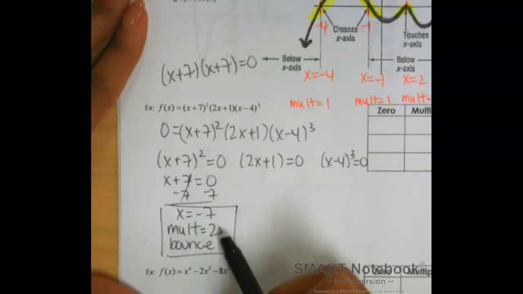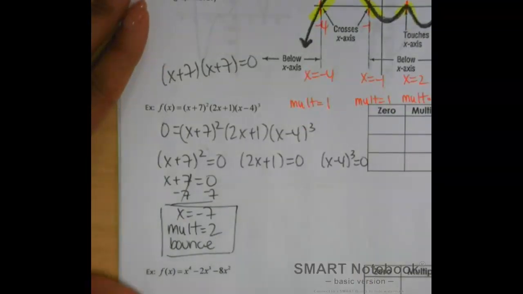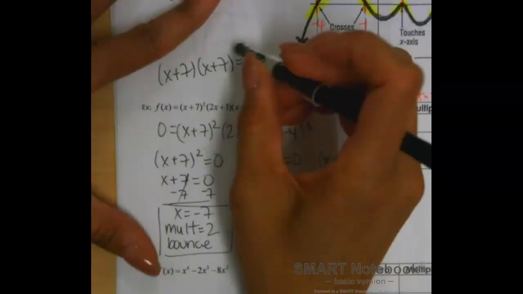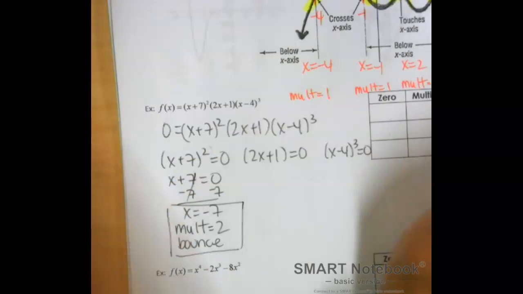So whenever you see an answer that has a multiplicity of 2 or even 3, it represents more than one x-intercept that you technically are, quote, graphing. That's all it's saying. So let's finish this up with the last couple of things.